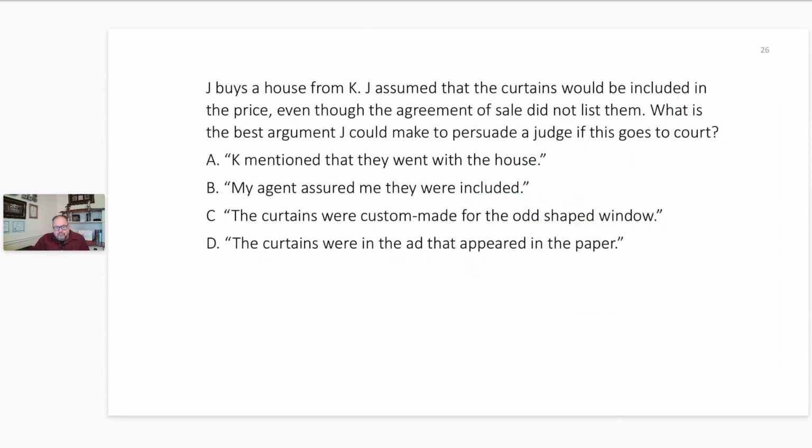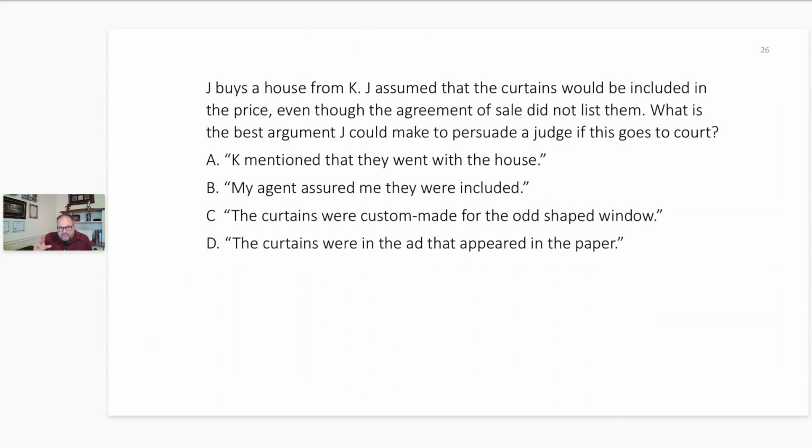Question 1. J buys a house from K. J assumed that the curtains would be included in the price, even though the agreement of the sale did not list them. What is the best argument J could make to persuade a judge if this goes to court? Here are the key words you're looking for: assumed that the curtains would be included in the price. So you have to keep that in mind.